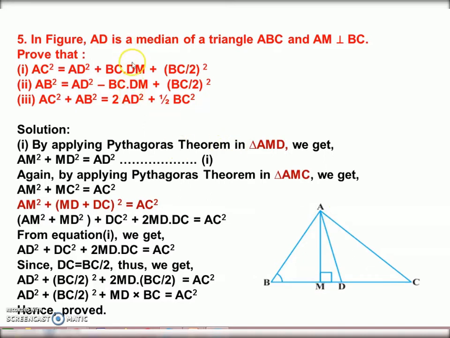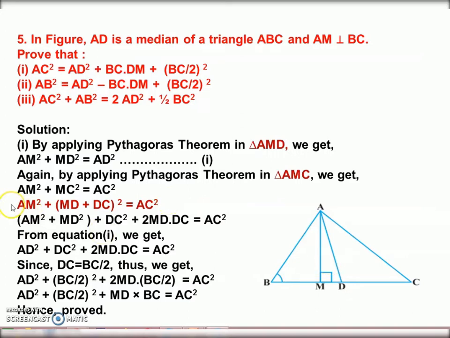So you have to prove these three things. For the first one, we will apply Pythagoras theorem in triangle AMD. This triangle AMD, we will apply Pythagoras theorem. So AM square plus MD square is equal to AD square. Next we will apply Pythagoras theorem in triangle AMC. This triangle AMC. So you will get AM square plus MC square is equal to AC square.